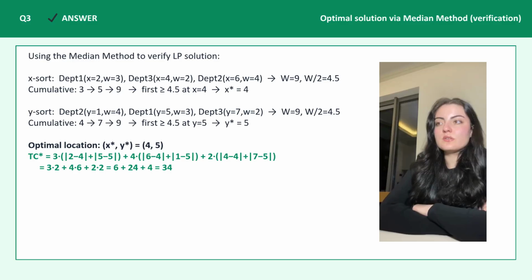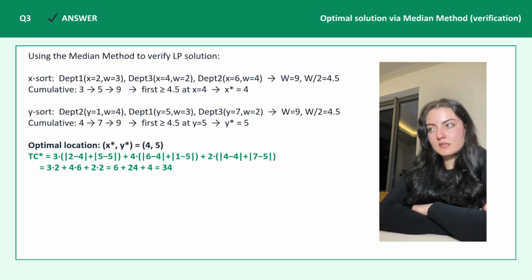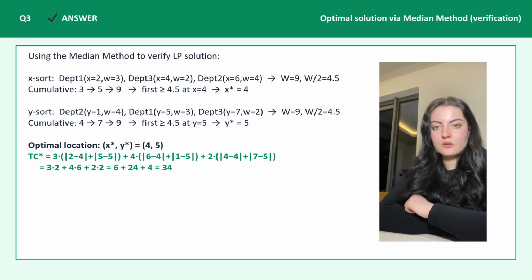Finally, the optimal solution is verified using the median method. For the x values, the weighted median gives x equals 4. For the y values, it gives y equals 5. So the optimal location is 4, 5. When this point is substituted into the objective function, the minimum total cost becomes 34.